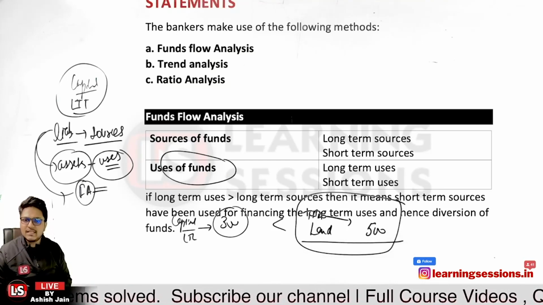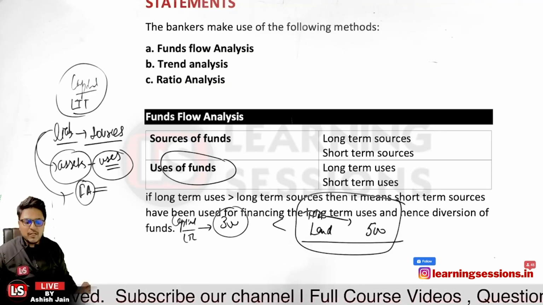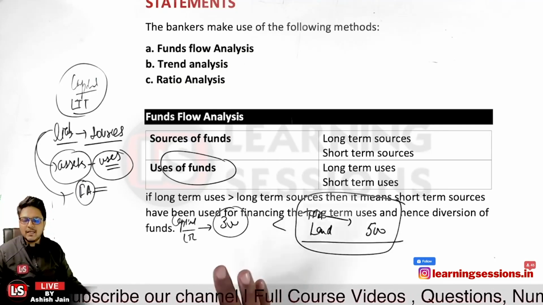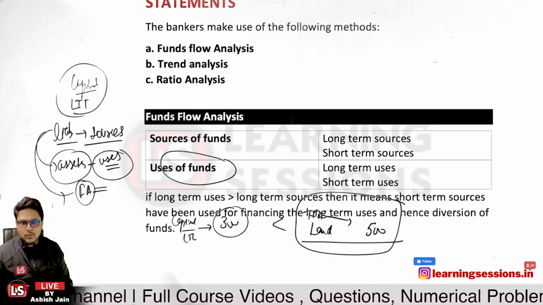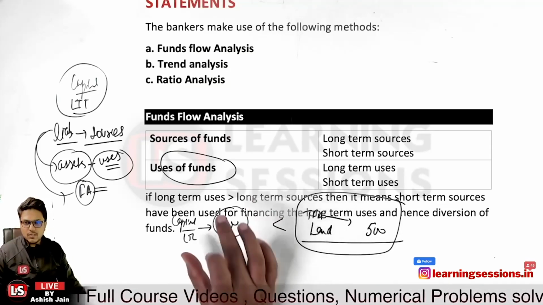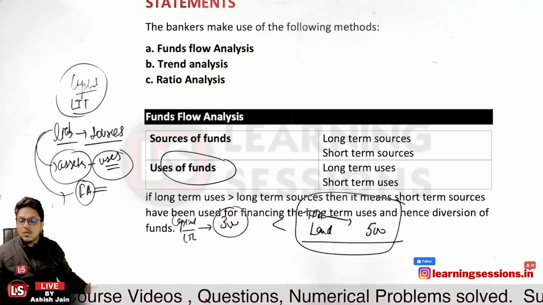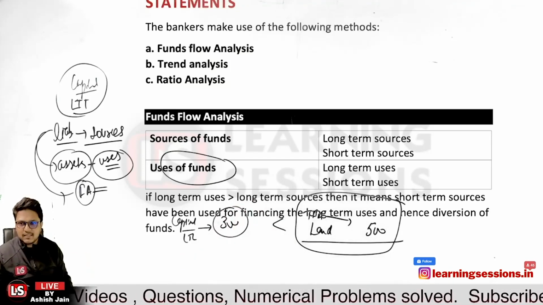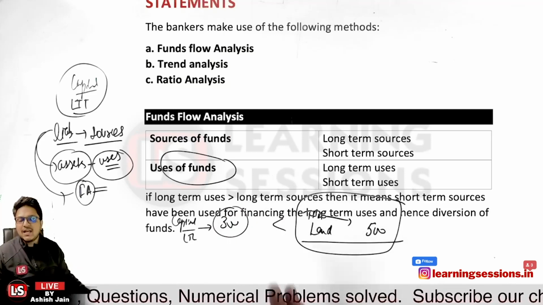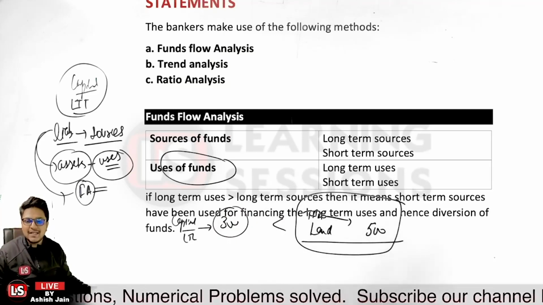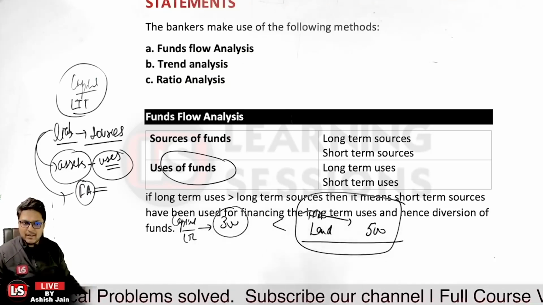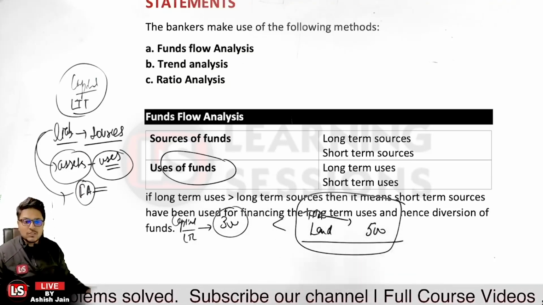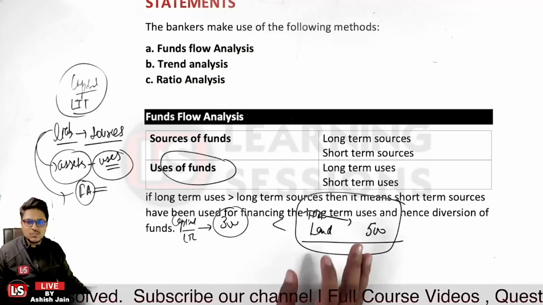Is that particular point clear? Let me explain this again. I just told you that the liabilities are the sources and the assets are the uses. If long-term uses means we have long-term assets, that is fixed assets and non-current assets, and those are greater than the long-term sources like capital and long-term liabilities like a bank term loan, what does it indicate?